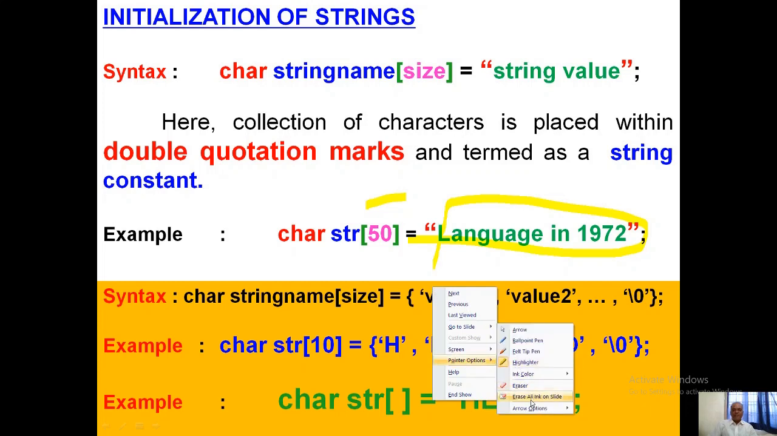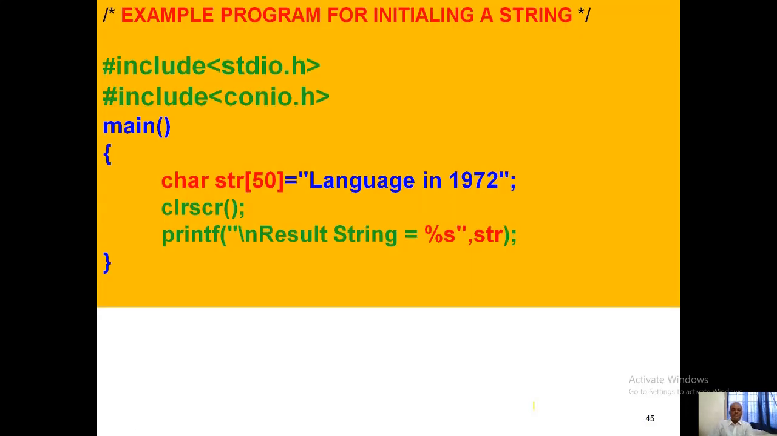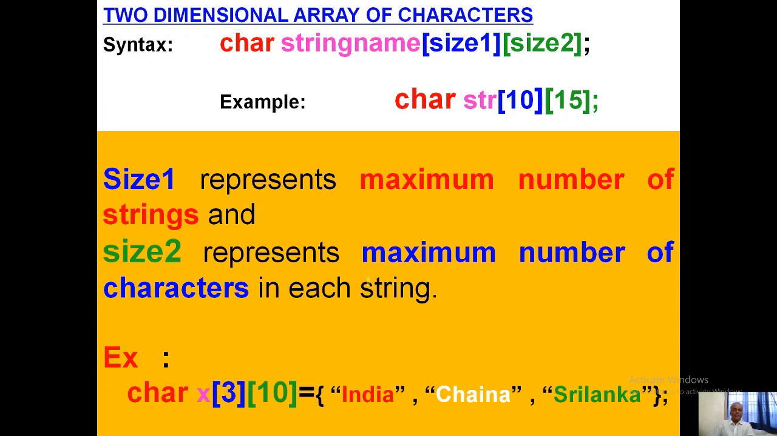So always the initialization of strings can be in the form of char string name of size equal to value 1, value 2 and so on. Let us look at char str of 10. I define H, E, L, L, O. It is different. In the same way, you may also define it in this form, similar to that, but here it is specified as a string constant. Example program for initialization of strings: here we initialize and print those string specifications.